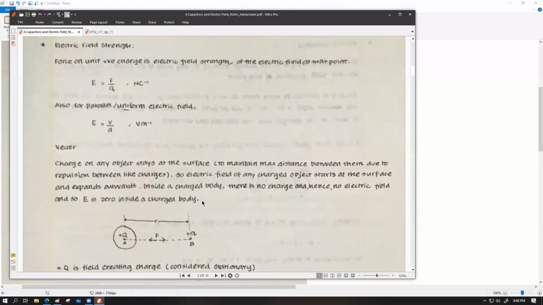Max distance, to maintain max distance between them due to repulsion. Let's say an object is negatively charged. I'm trying to use the idea of negatively charged because I can talk about electrons easily. Think about this. Let's say we have a metallic sphere. I'm using the example of a sphere because spheres are uniform to discuss.